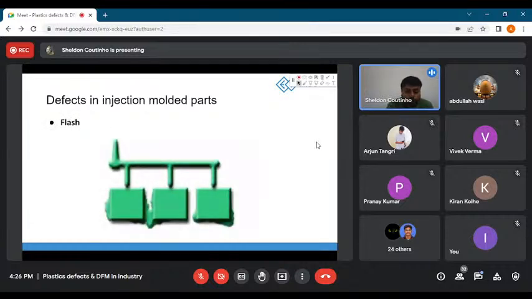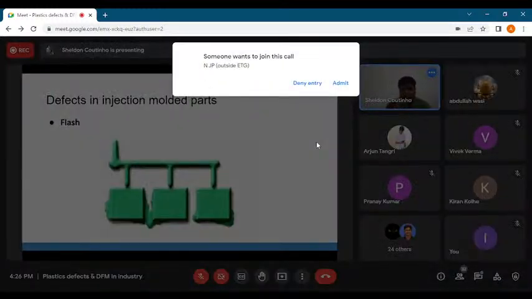Then next we come to flash. Flash is something that people who have attended the previous sessions will know about, and I want you guys to unmute and tell me what happens and why it happens. What is the cause of flash and what exactly is flash? Flash is the extra material that comes out of our mold. Okay, and why does it come out, Arjun? Due to either a mismatch or because the mold can't resist the pressure.